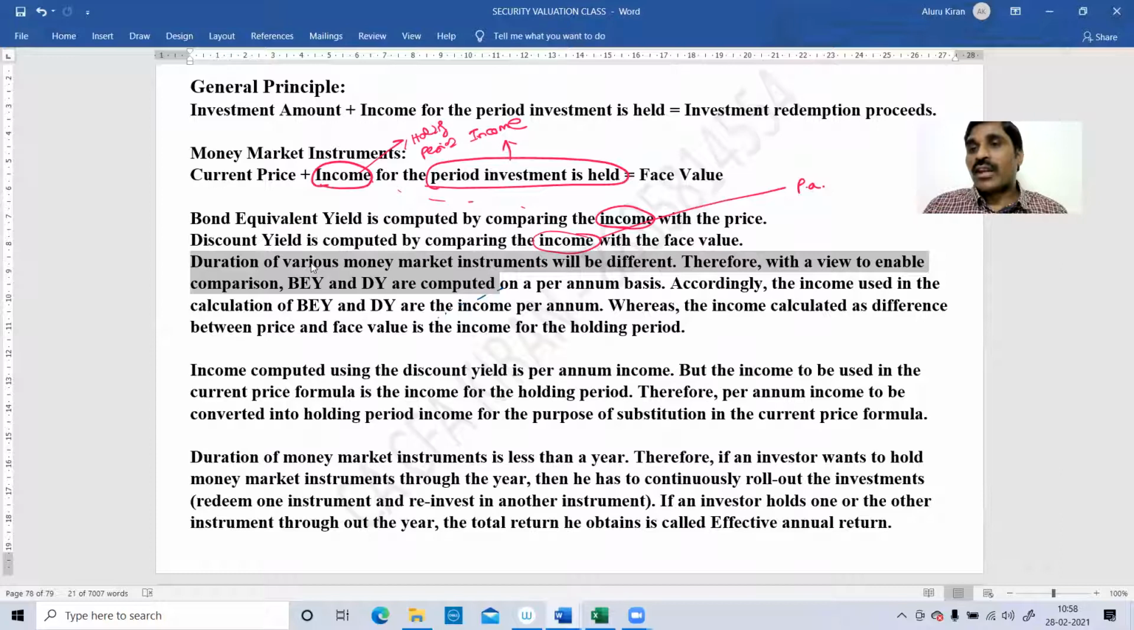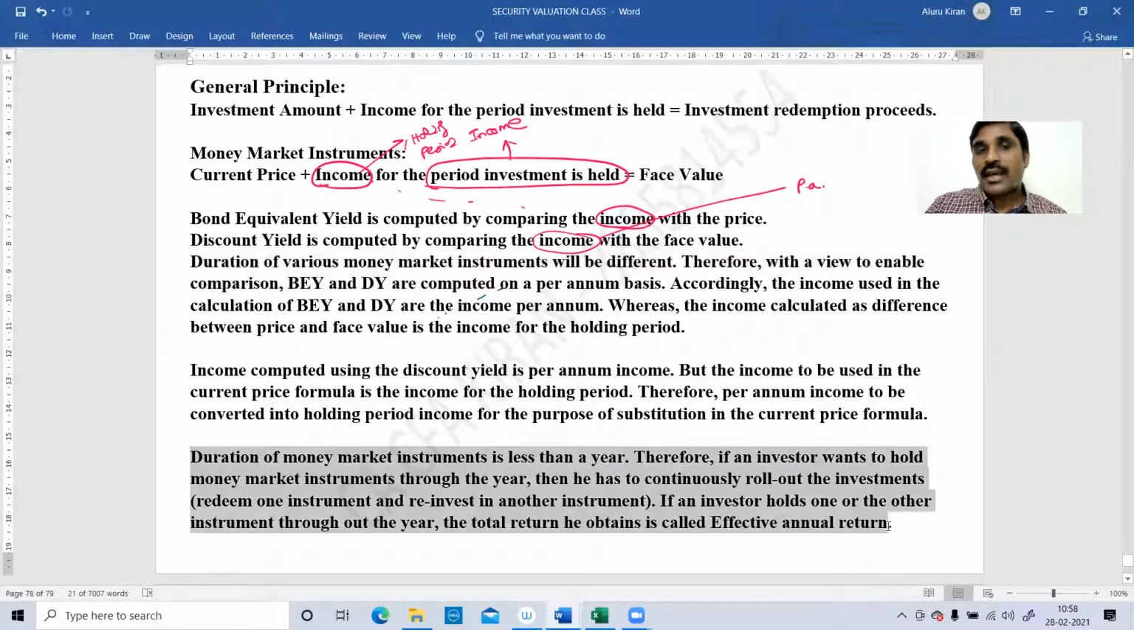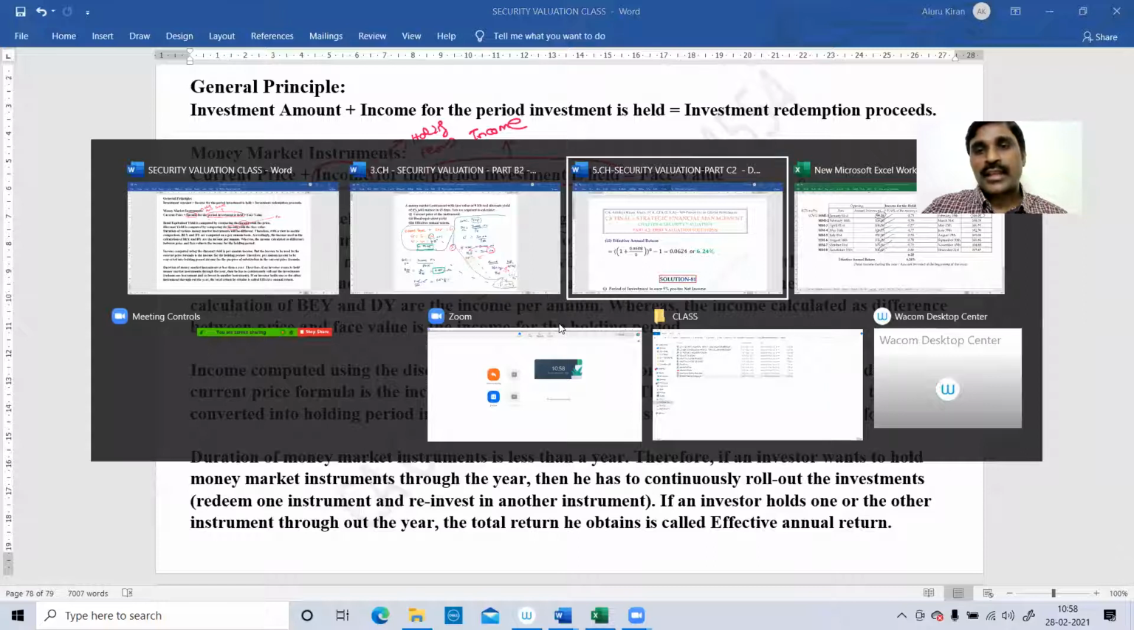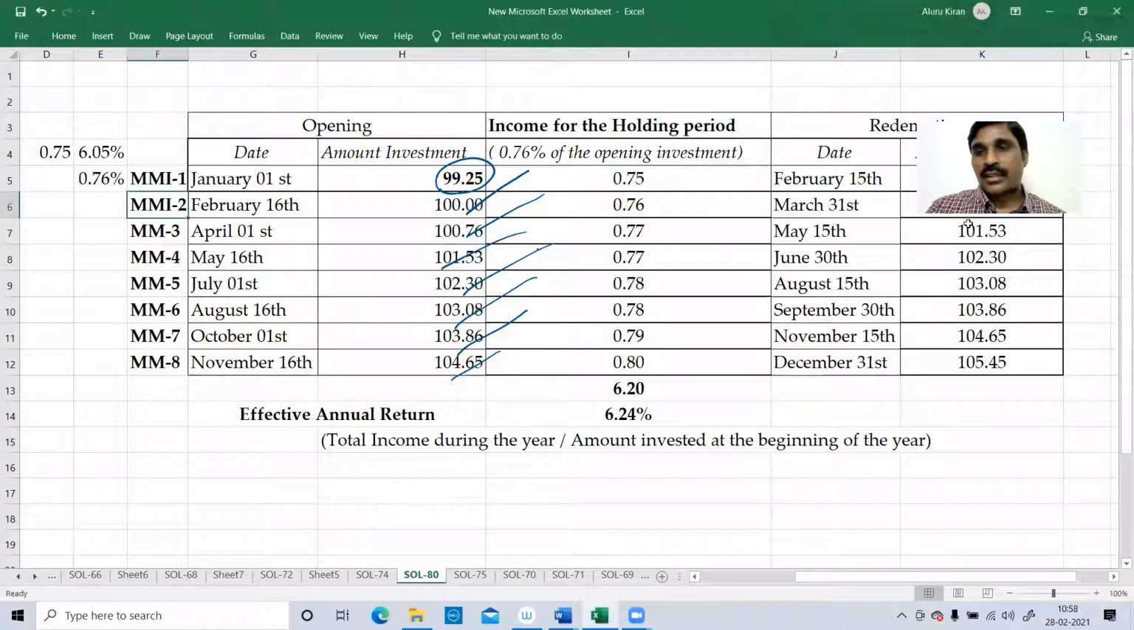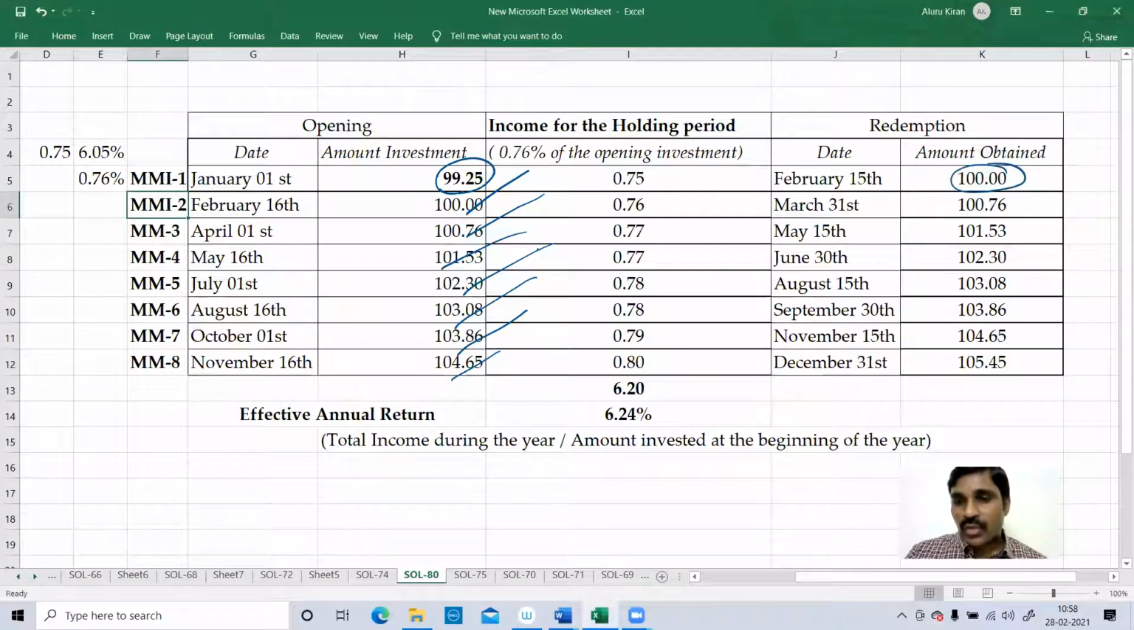What is effective annual return, sir? Effective annual return is different from bond equivalent yield and discount yield. If I hold one money market instrument after another throughout the year, how much will I get? That is the effective annual return. You can pause the screen and copy the answer, or you can take a photo of it. Now, you can also take this calculations Excel sheet, showing how I got that 6.25% annual return. Without using the formula, purely logically, you have to get the answer. Then only you can understand what happened.